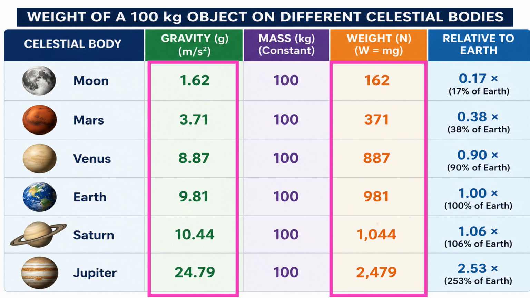On Saturn, the weight is slightly higher at 1,044 newtons. Finally, on Jupiter, which has the strongest gravity among these celestial bodies, the object weighs 2,479 newtons.